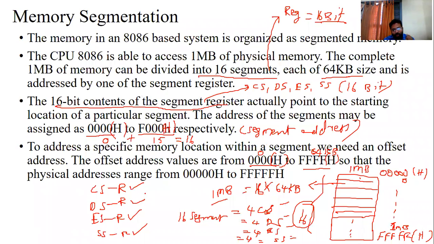So this code segment register will identify the code segment memory. This data segment register will identify the data segment memory. This extra segment register will identify the extra segment memory. This stack segment register is dedicated to identify the stack segment memory.